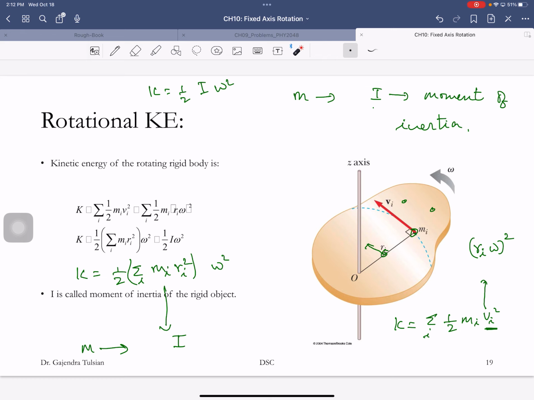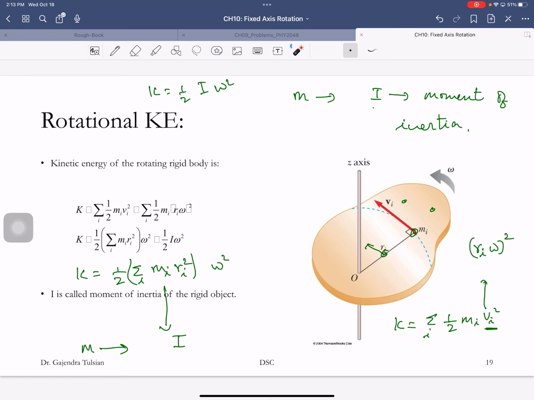So what you can do is take the same wheel and make the spokes longer. You haven't changed the mass, but you have increased the moment of inertia. So take the same wheel, increase the spoke length, the moment of inertia increases, and it turns out that it'll be harder to give the wheel the same angular acceleration.